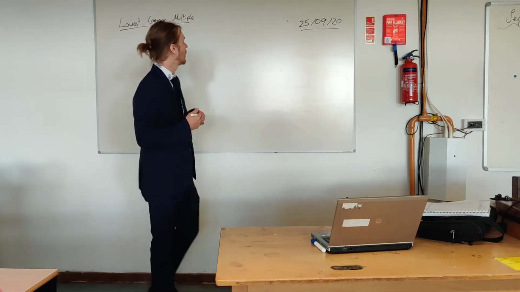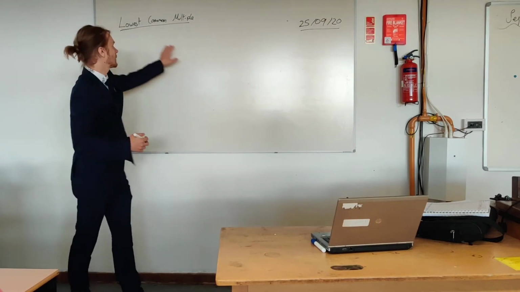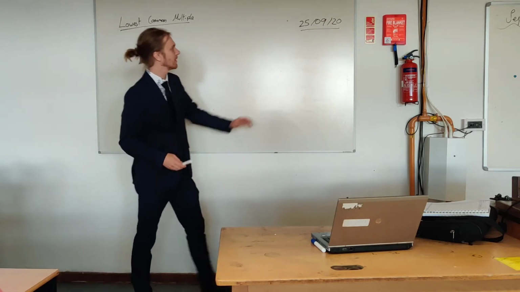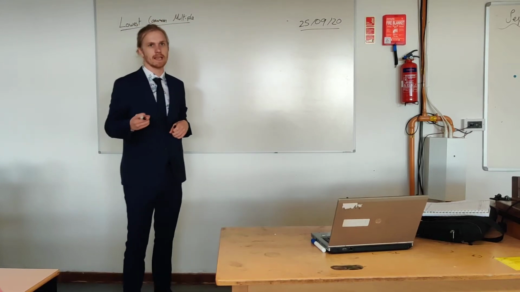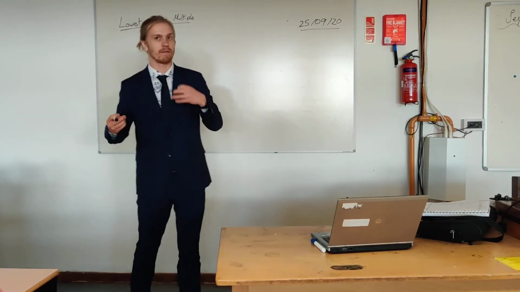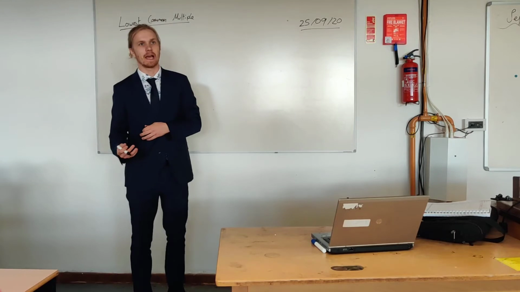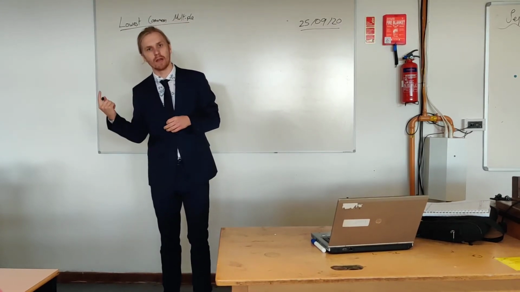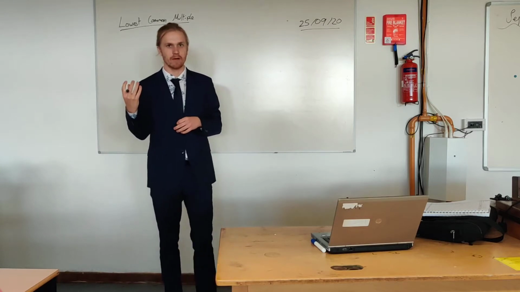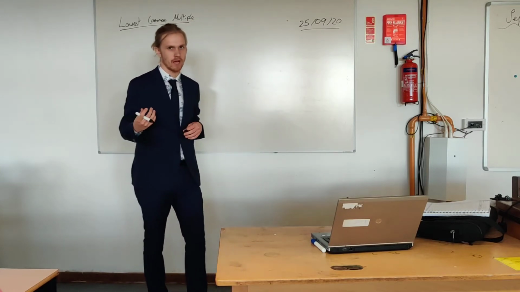If you want to get your yellow books out, write today's title is lowest common multiple. Today's date is the 25th of September. And just like yesterday, you can pause this video whenever you need to, and we're going to do one example to go in your blue books, and then one example that I want you to have a go at in your exercise books before you have a go at your task.